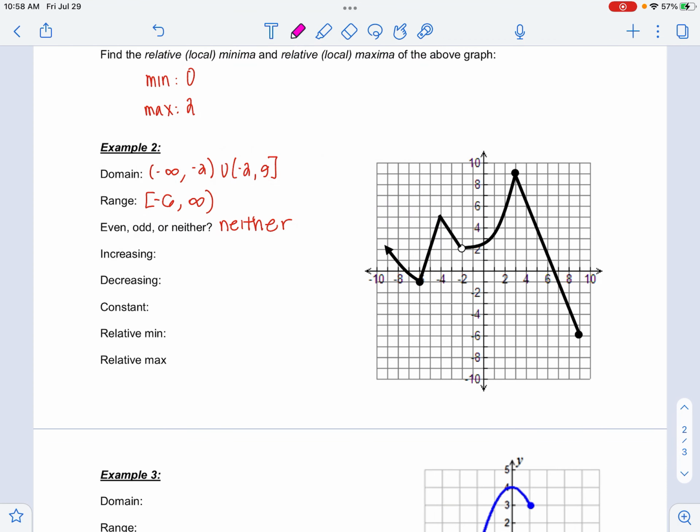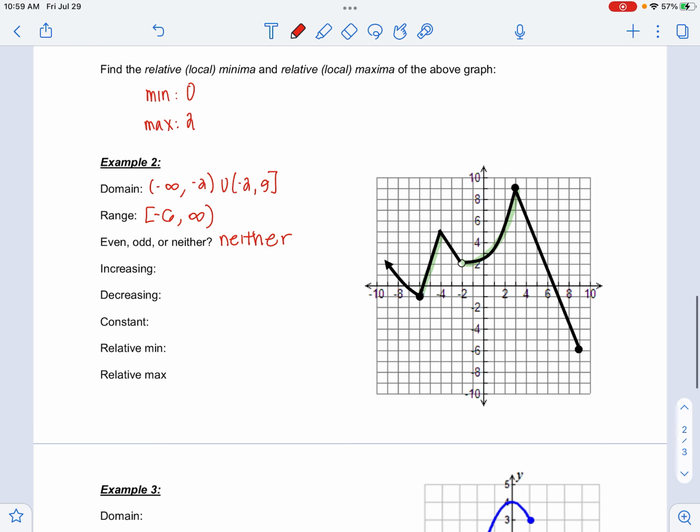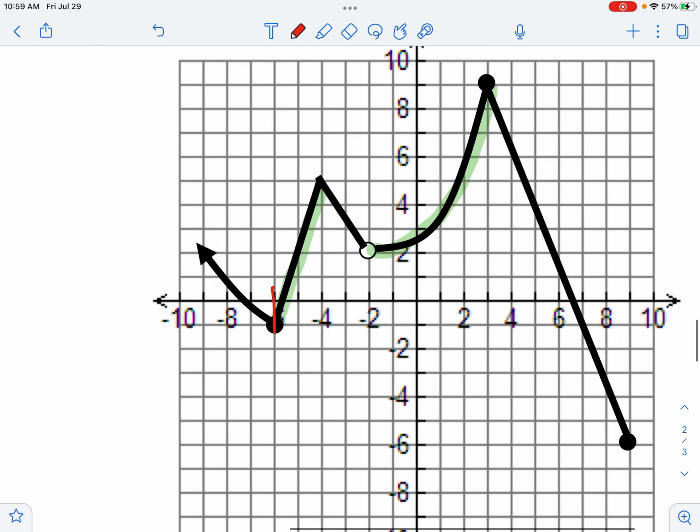So we'll start with increasing. Increasing, looking left to right. Hold on, I did not want that. There we go. Increasing left to right, right here. It's increasing here. So it's increasing on 2 intervals. I'm going to write both intervals. So that is from -5. Nope, my bad. Let's see that again. That's -6 right here. Sorry. -6 to -2.